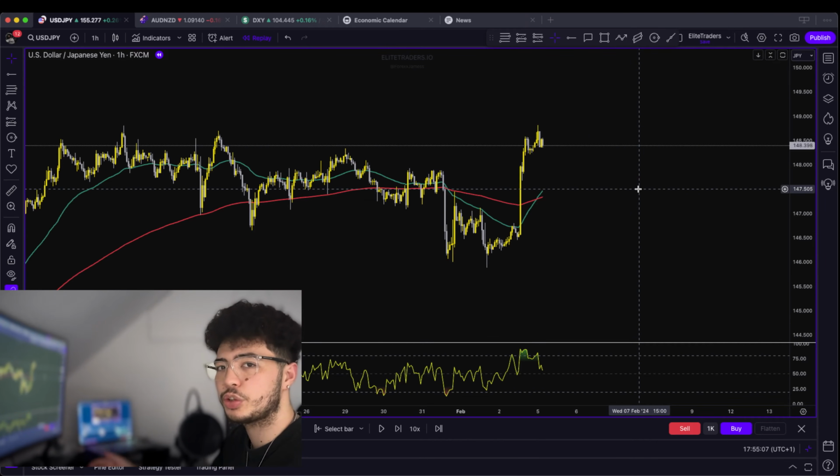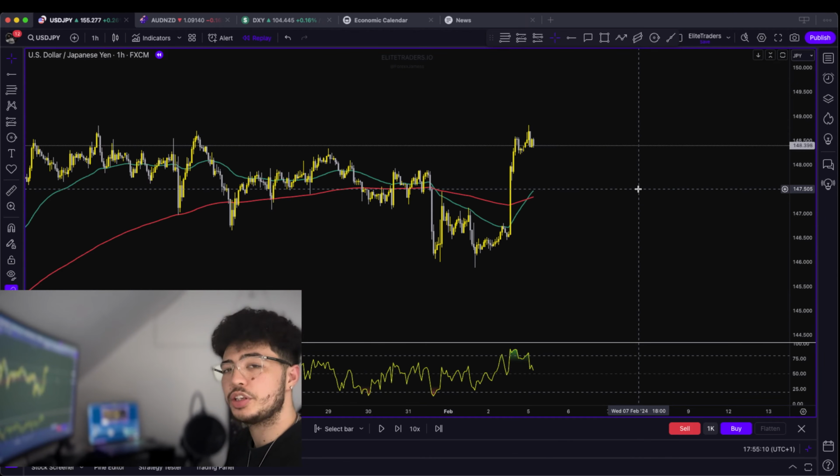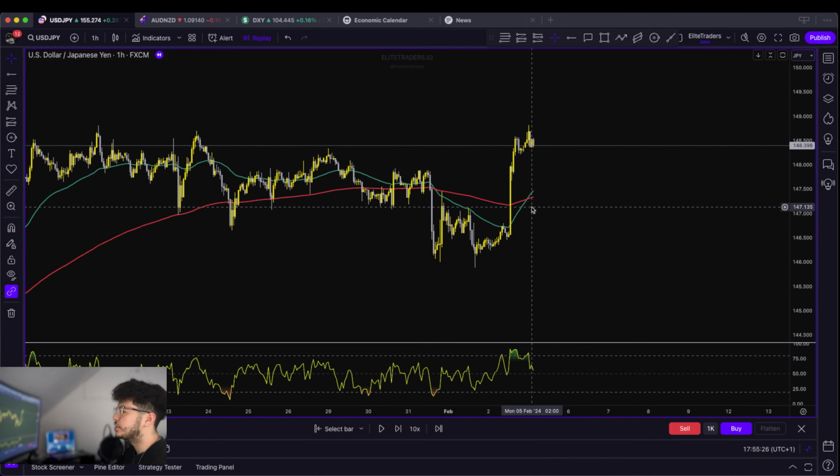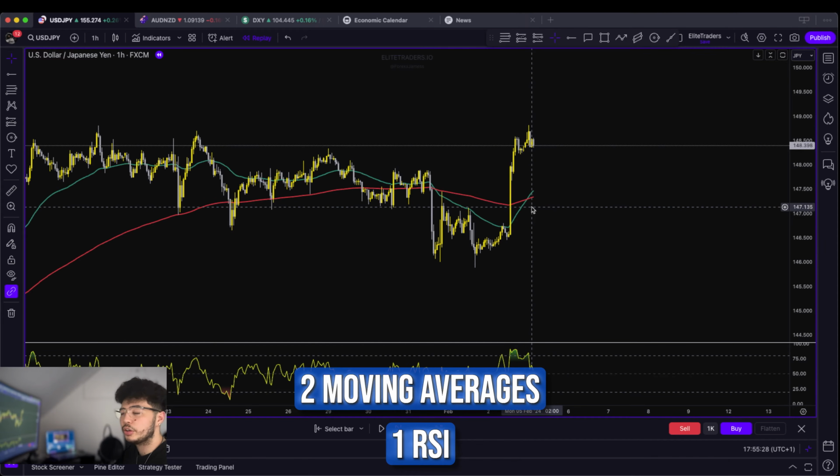This is where we do all of our trade management. And this strategy has been specifically designed for the hourly time frame. So if you want to change time frames, I would urge you to go and test it first rather than just copy and pasting this onto a different time frame. There's 3 things you'll need to get the grasp of this, and it's just 2 moving averages and 1 relative strength index, which is an RSI.